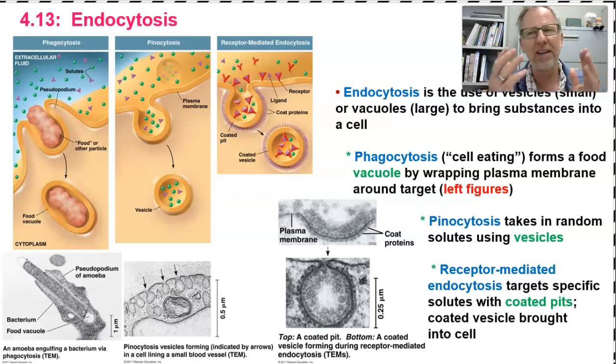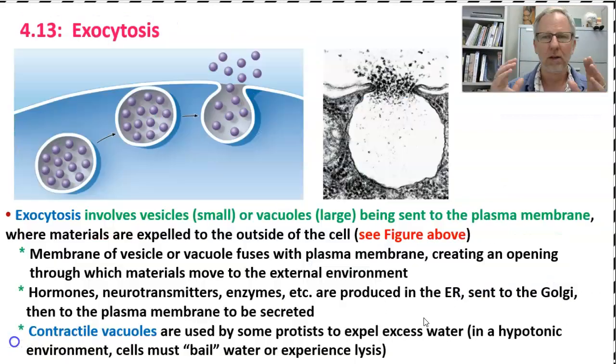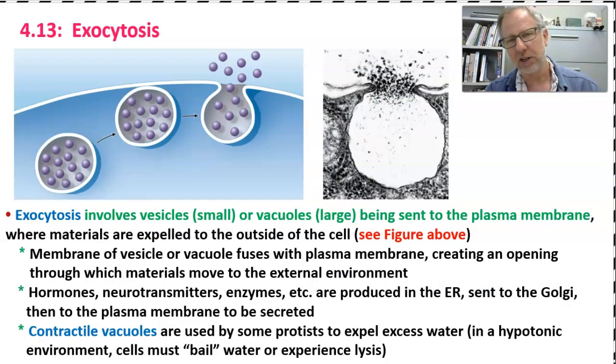All three of them are bringing substances into cells using vesicles or vacuoles. Phagocytosis is like cell eating, forming a vacuole. Pinocytosis is cell drinking, gulping in fluid in vesicles. And receptor-mediated endocytosis is targeting specific molecules with receptors in coated pits and bringing them inside in vesicles. So we just went over what endocytosis is.